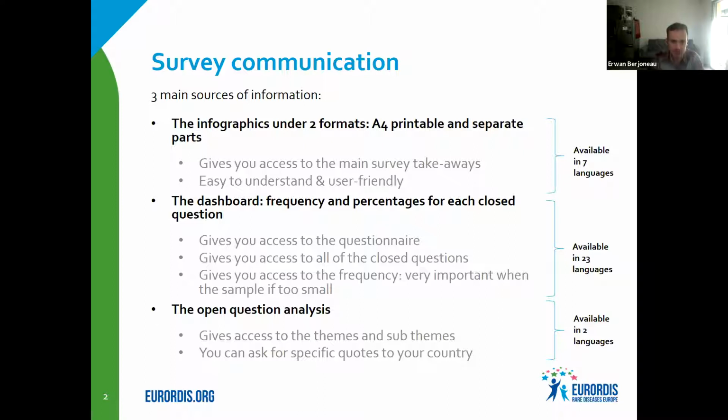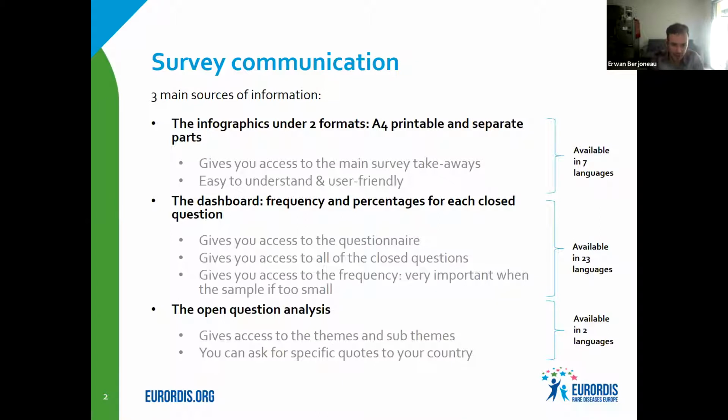Before I go on with each one, just to clarify: the infographics don't show all of the questions that we've asked. We've decided to choose 5 main themes that we believe are the takeaway of the survey. They are presented in a user-friendly manner and are easy to understand. So this is really something that you can use, and we encourage you to use it on social media. It is available in the 7 Eurodis languages. I will get back to that later.